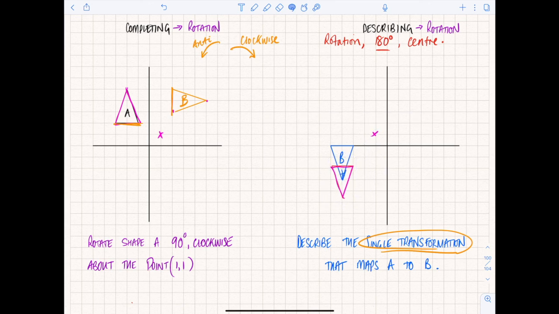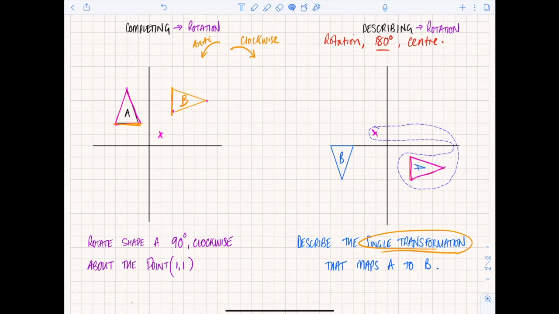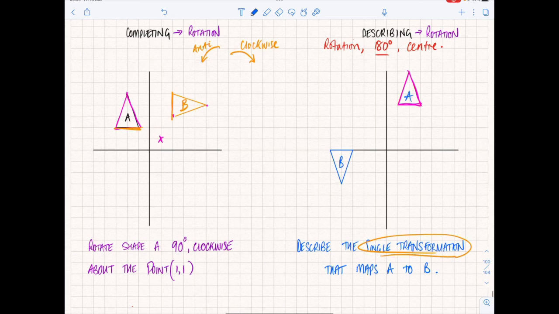So 180 degrees clockwise means I'm not quite in the right place. So I'm going to have to go back again and understand that it can't be this point. So that can't be my center of rotation, so I rub out. So now we're going to choose another point. Now what I'm going to do is I'm going to choose this point here.